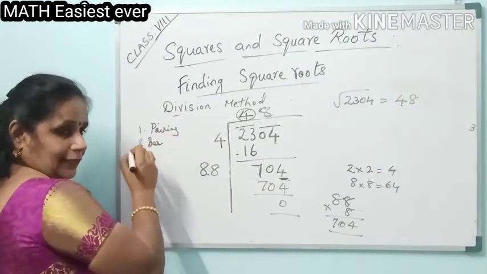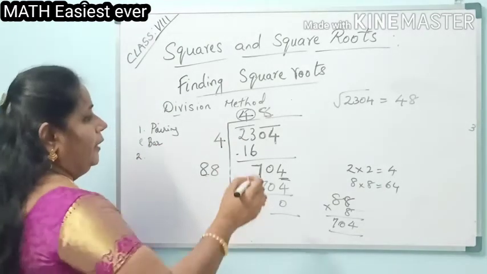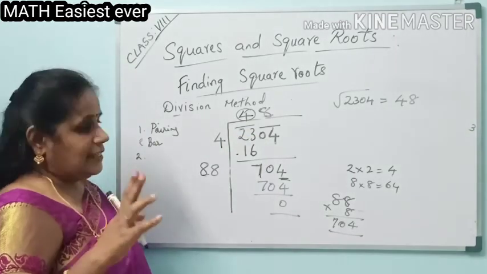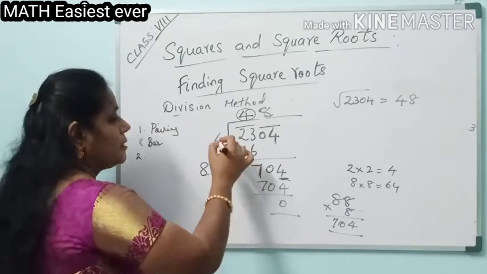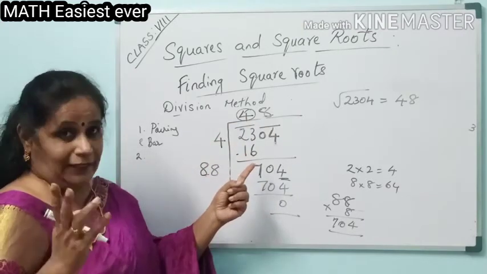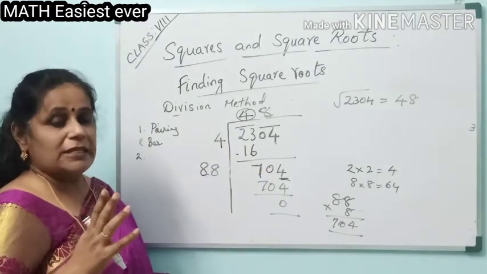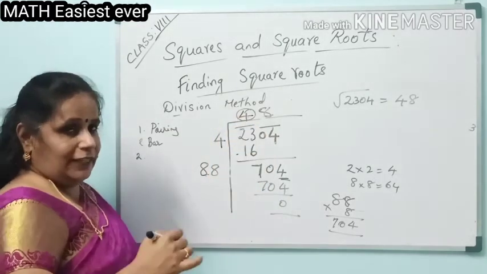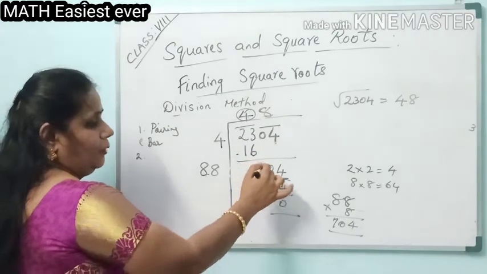Okay. The second step, after pairing, is to take the first pair and find the maximum possible square number which is less than or equal to that pair. So for 23, the possible square number is 4 fours are 16. After that, you have to subtract, and you will get 7.